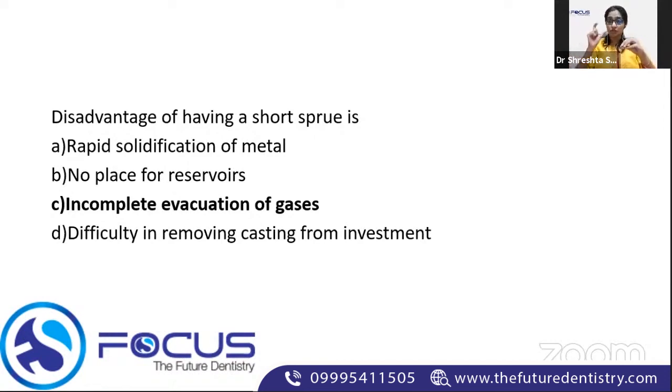Because when you have a shorter sprue, with the lost wax technique, the wax has to be eliminated completely. So if you have a very short sprue, there are chances that your wax is entrapped in between, and your gases get entrapped. That is why the answer is going to be incomplete evacuation of the gases.